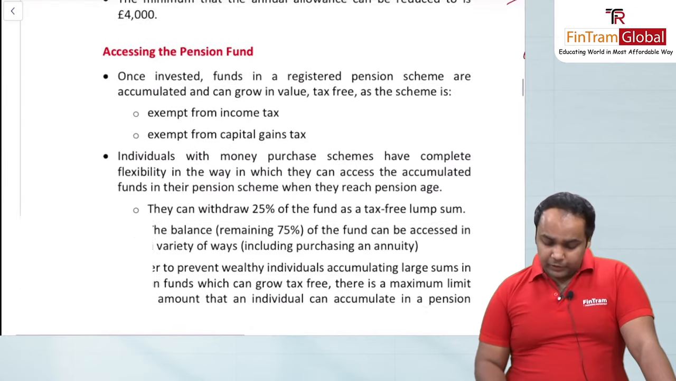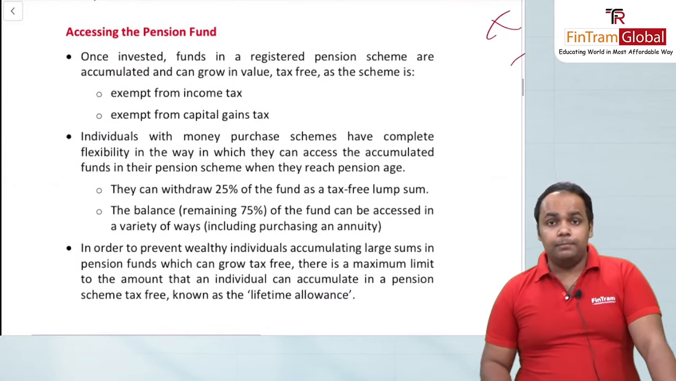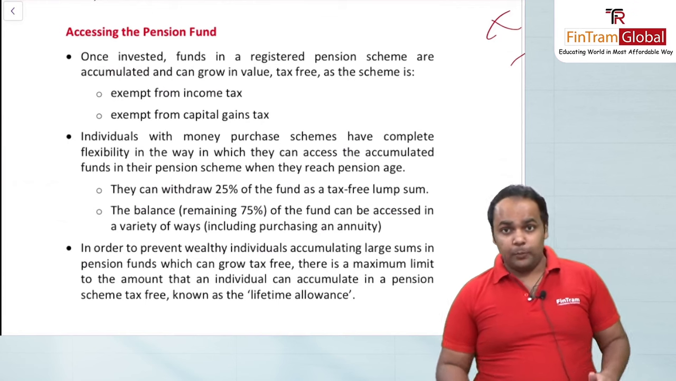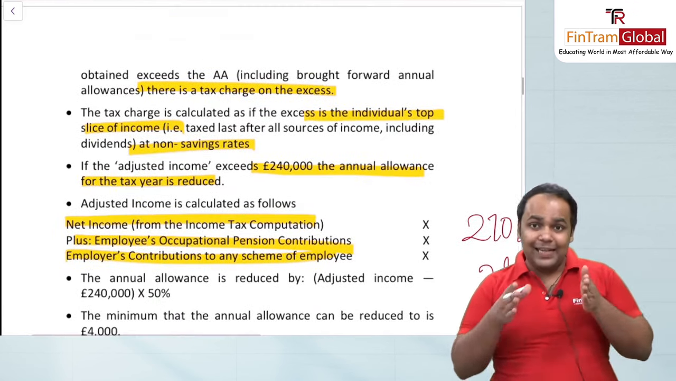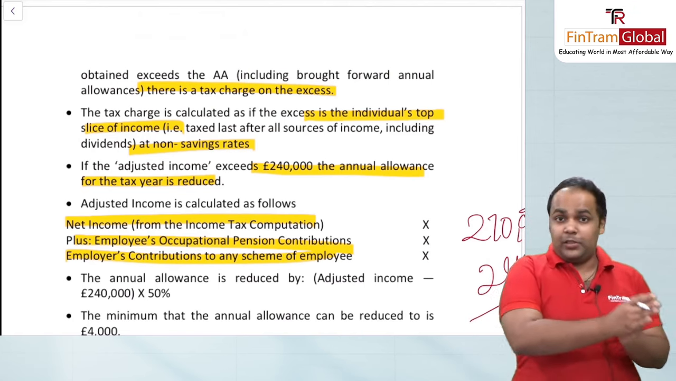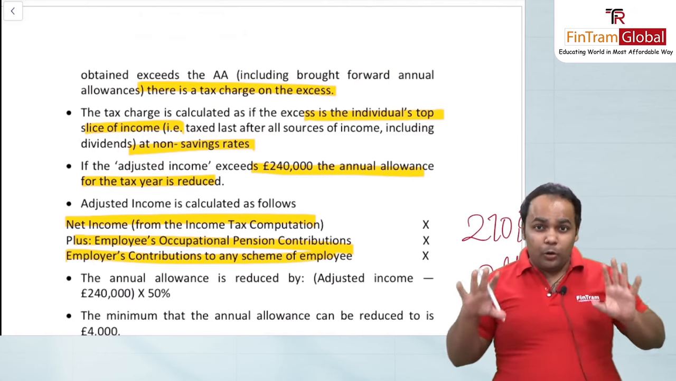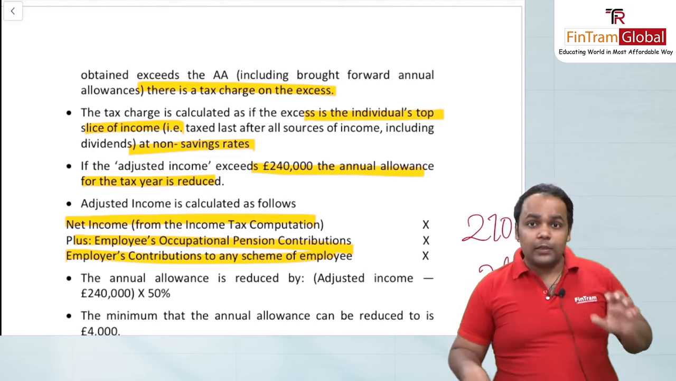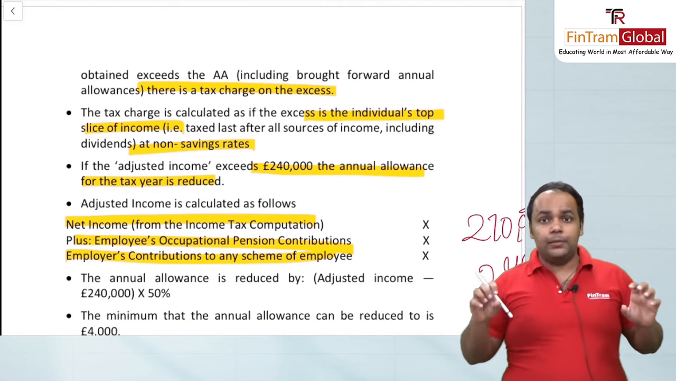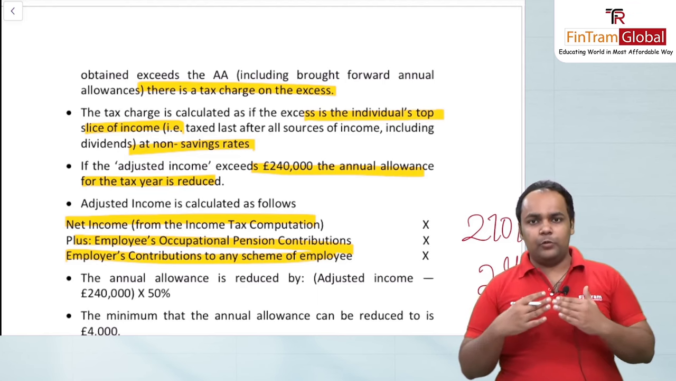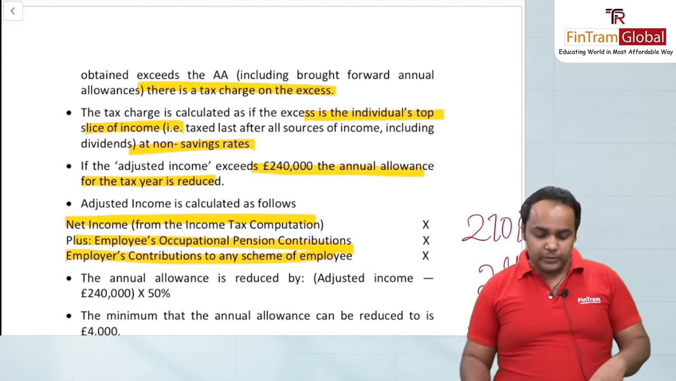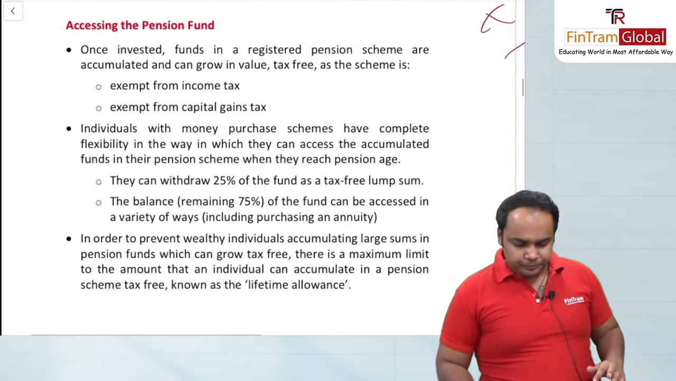Again, these things are different for every aspect of the computation. Adjusted income must not be confused with adjusted net income for personal allowance, which is a different concept entirely. To understand the differences and the interaction between these two elements, it's important to practice a lot of questions. So we'll come to that.